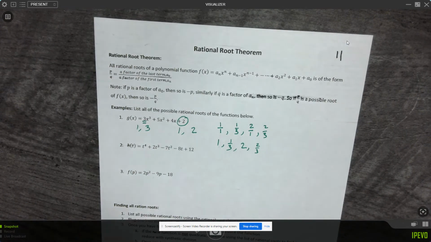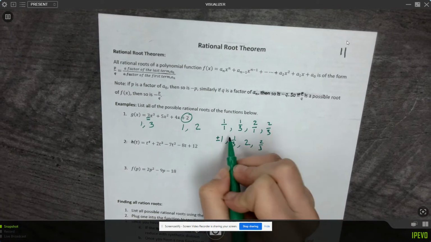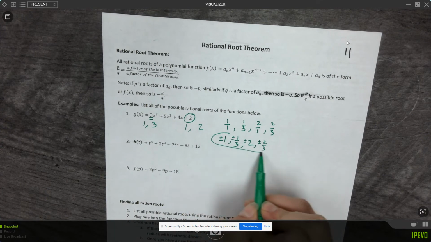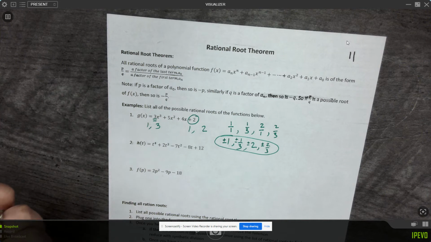But if 1 is a factor, then so is negative 1. So you're just going to put a plus or minus sign in front of all of your different possible roots. These are all of the possible rational roots of that function. That does not say that those are all of your roots or all of your rational roots. Those are the possibilities. It has to be in there. So if I ask you, is 4 a possible root of this function? No, because 4 is not in this list. Okay, let's move on to the next one.